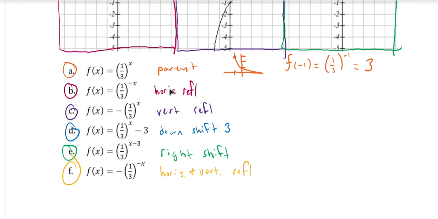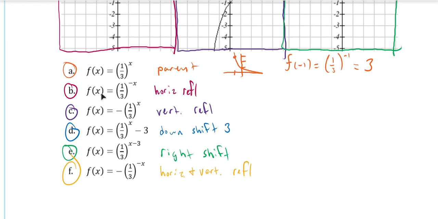The next one is also a function transformation matching problem, but they've changed our base to be something between 0 and 1. Notice we have a 1/3 here. So that's going to look like exponential decay. Our tail is going to be over here on the right. And we should note that at -1, (1/3)^-1 is 1 over 1/3, or 3. Now that's going to give us another point that we can identify, (-1, 3). And we can use that to match this parent.